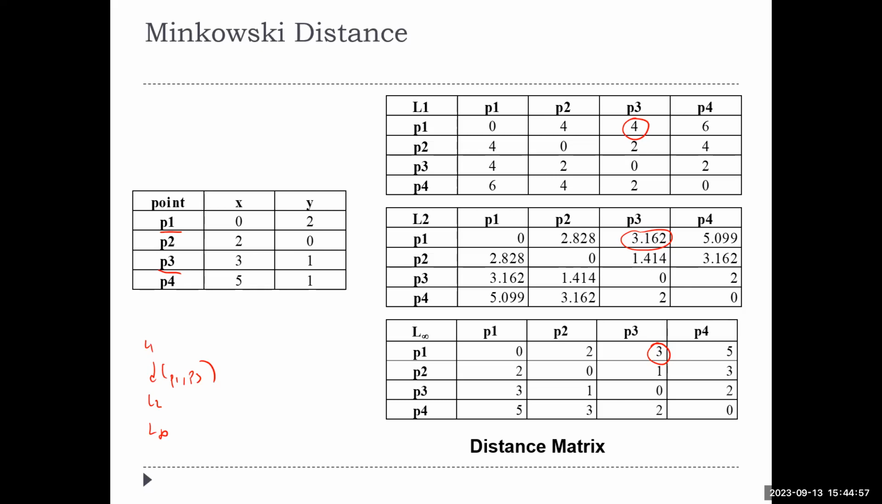Usually distance matrices are square matrices. You find the distance of each value. For example, you find the distance of P1 to all other points: P1 to P1, P1 to P2, P1 to P3, P1 to P4. Again, you do the same thing for P2: P2 to P1, P2 to P2, P2 to P3, and P2 to P4. You do it for every possible pair.